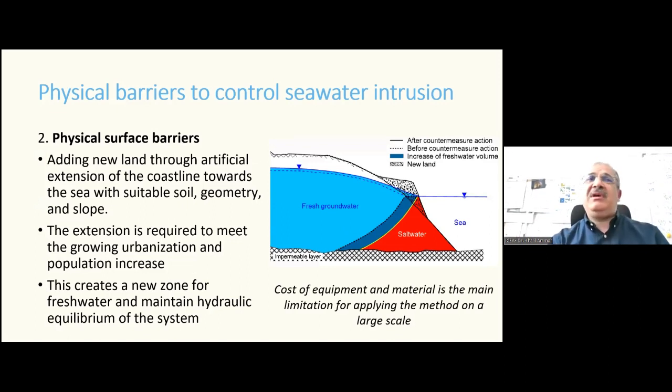Another method of physical barrier could be to extend the land and have more soil added to increase the land area. So you can have more zone or margin for the fresh groundwater and stop the seawater. This could be another option if it's possible to apply it. But the cost and technical feasibility should be studied carefully.